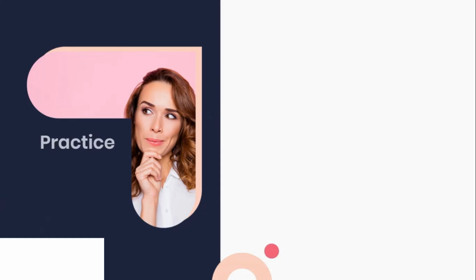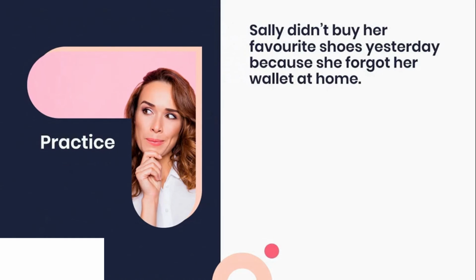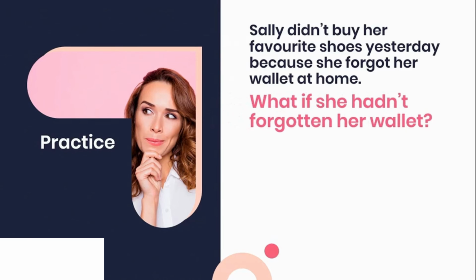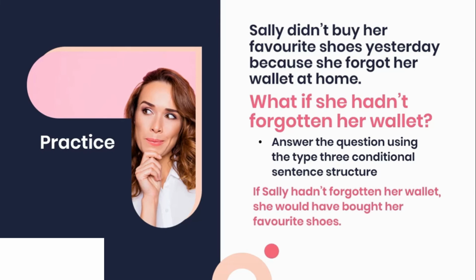Now, of course, it's time to practice. Sally didn't buy her favorite shoes yesterday because she forgot her wallet at home. What if she hadn't forgotten her wallet? Answer the question using the type 3 conditional sentence structure. I'll give you some time to think about it. If Sally hadn't forgotten her wallet, she would have bought her favorite shoes.